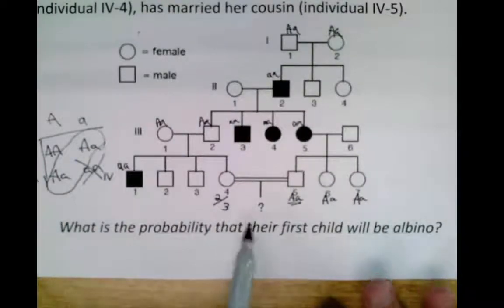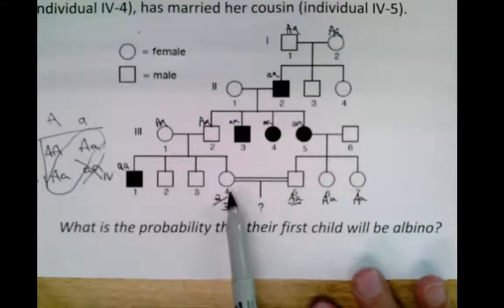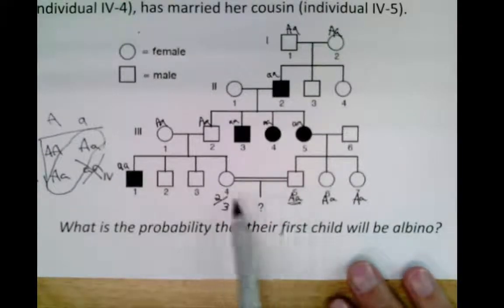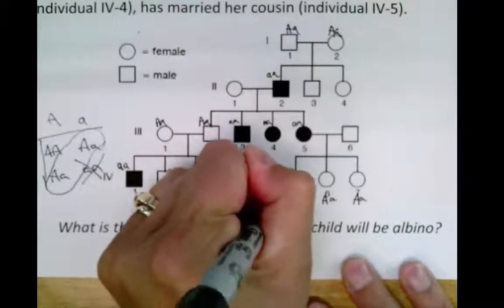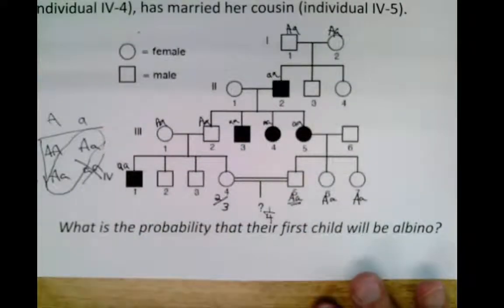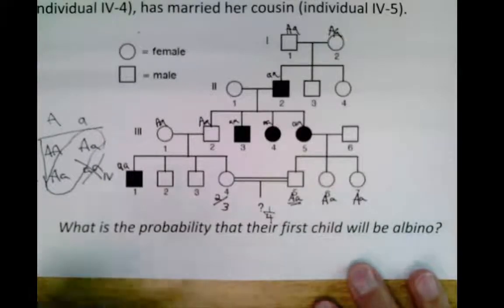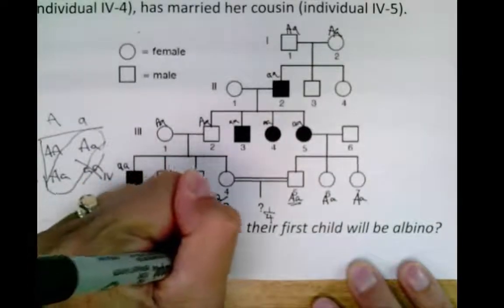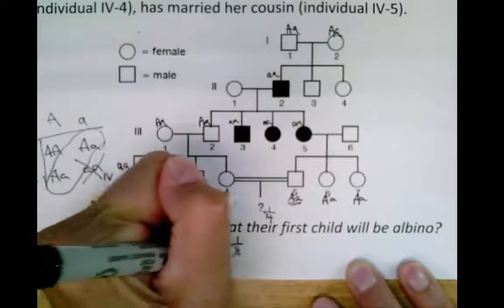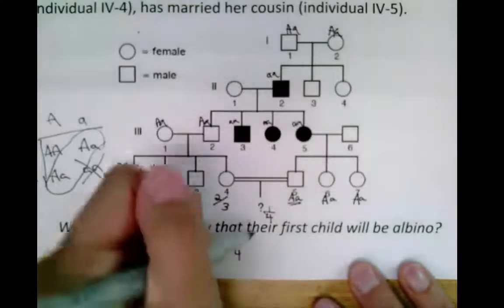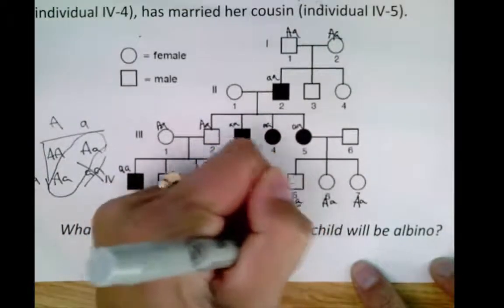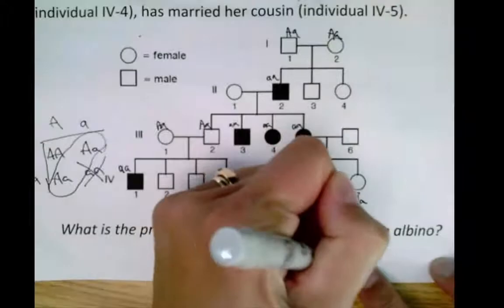Now there's another important probability to consider here. If both of them are carriers, what is the probability that their child will be affected with albinism? That probability would be 1/4. So now we have two probabilities to consider, the 2/3 and the 1/4, and we have to multiply them together because both of those things have to occur in order for the child to be affected with albinism. And we get 2/12 or 1/6.